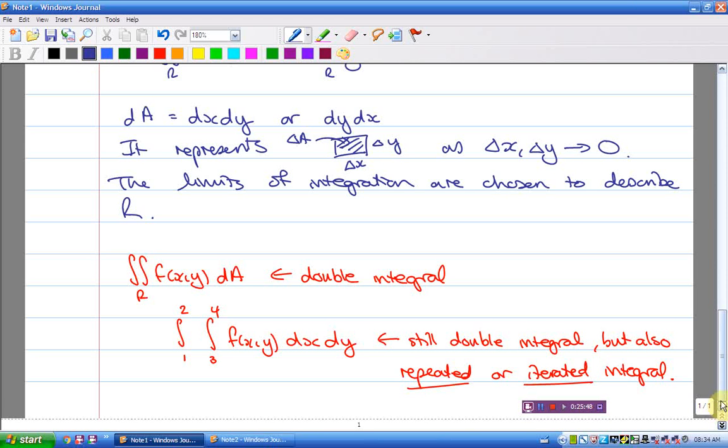Yes? The R, is that representing, because now you put the R in the... No, I didn't. The 3, 4, and the 1, 2 are now describing R.